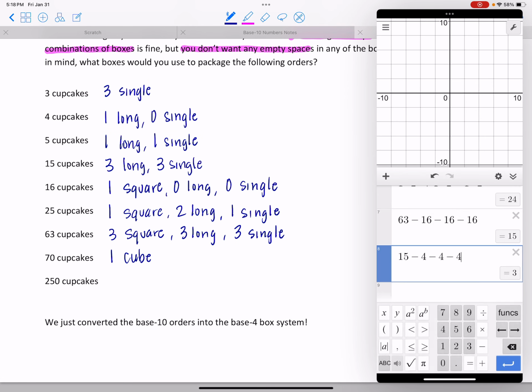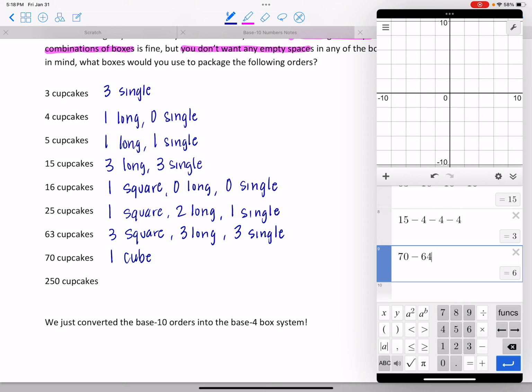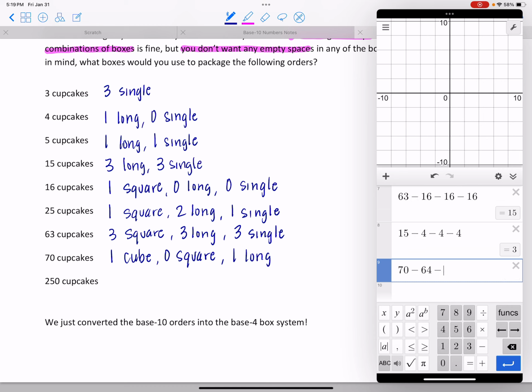So I've got an order for 70 cupcakes. I'm putting 64 of them in a cube, which leaves me 6. Now, I can't use a square box because 16 would leave space, right? I could still use a long box. I can do 0 squares, and then I can do 1 long box, and that would take care of 4 more of those cupcakes, and then I have 2 left over, and those 2 left over would have to go into singles.